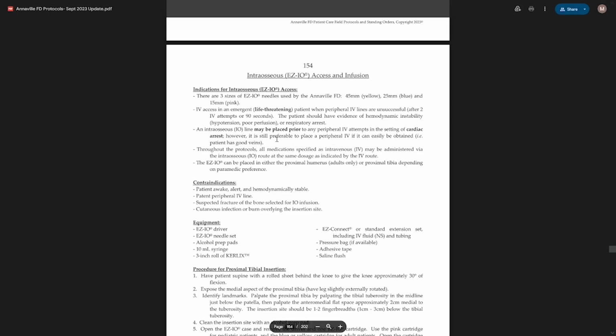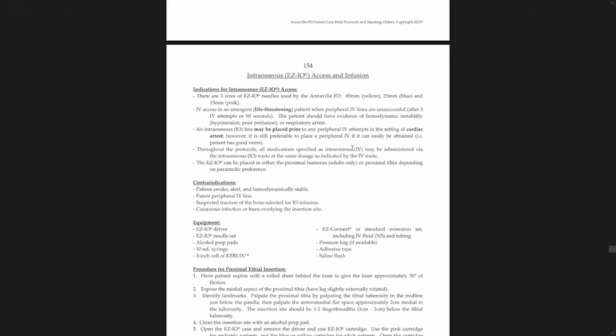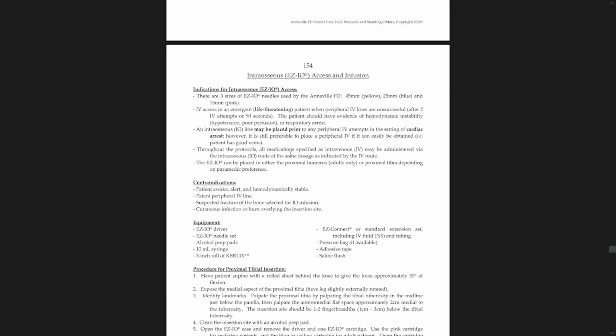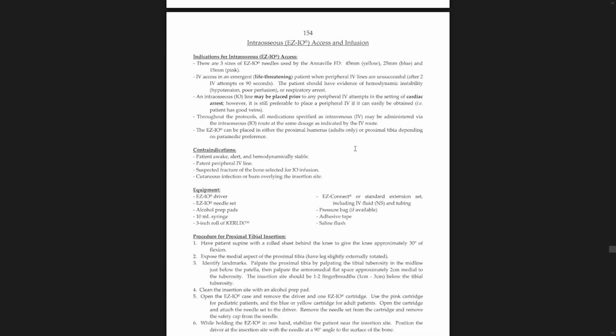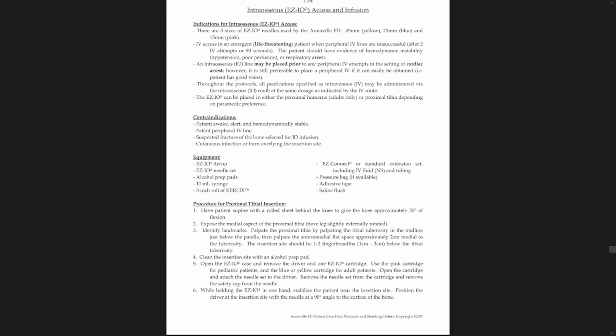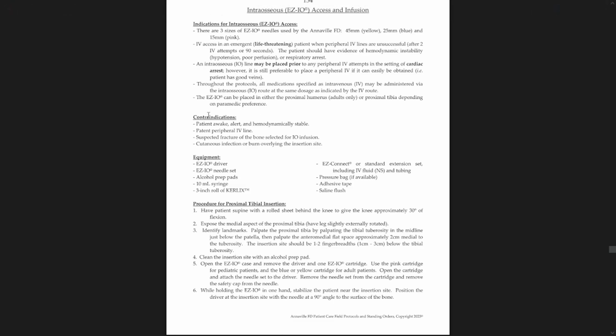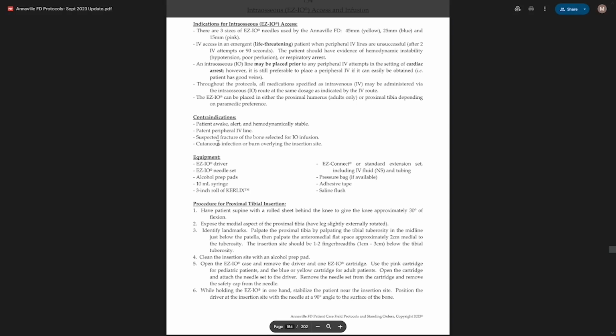Throughout the protocols, all medications specified as intravenous may also be administered via IO or intraosseous route at the same dose as indicated by the IV route. The easy IO can be placed in either the proximal humerus for adults or the proximal tibia, depending on the paramedic's preference. The contraindications, however, are if a patient is awake, alert, and hemodynamically stable, if they have a patent peripheral line, if they have a suspected fracture of the bone selected for the IO infusion, and cutaneous infection or burn overlying the insertion sites.